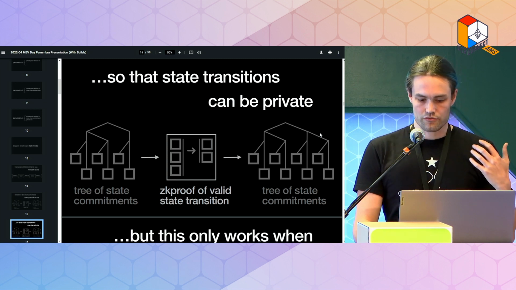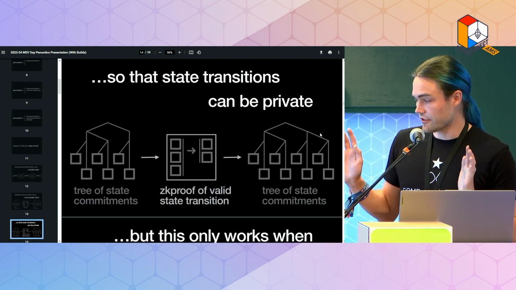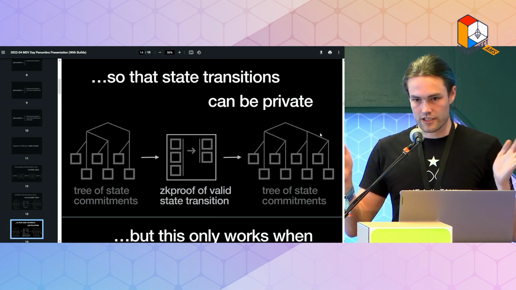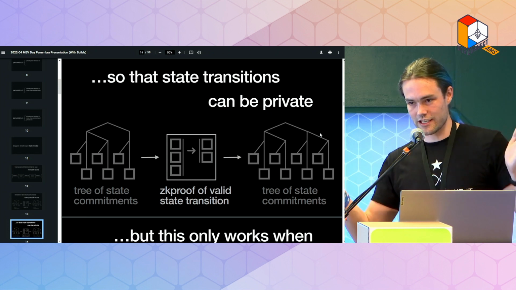So that's all very cool and everything, right? And that's why everybody today is entirely using private blockchains, and they've taken over the world.